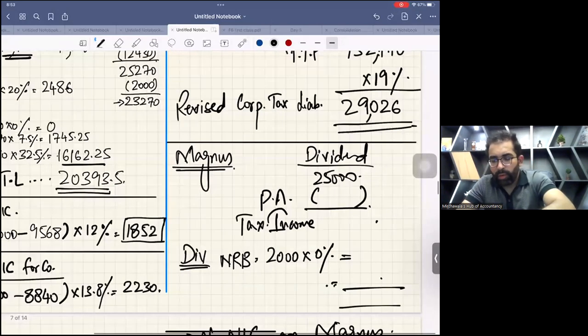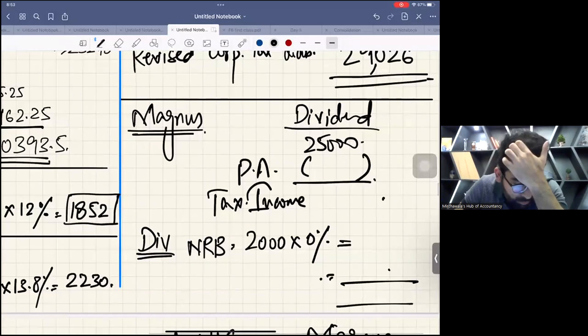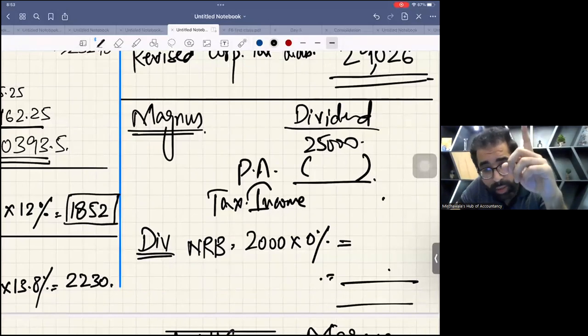Next. Now, the husband, Magnus, received dividend income. And you know, dividends are not an allowed expense at all. That's why, from the company point of view, there is no allowed expense for dividends. Don't forget this.